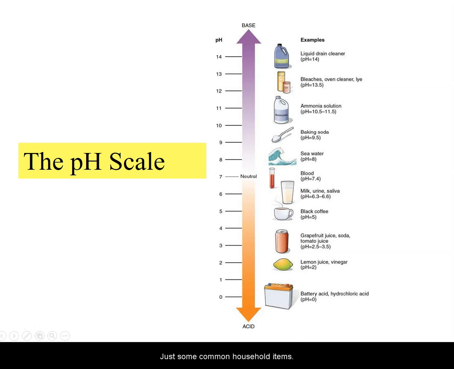Just some common household items. Milk of magnesia is around 10.5, which is interesting. It's what we drink when you have an acid stomach. So it's more basic to help to counter that acidity in your stomach.